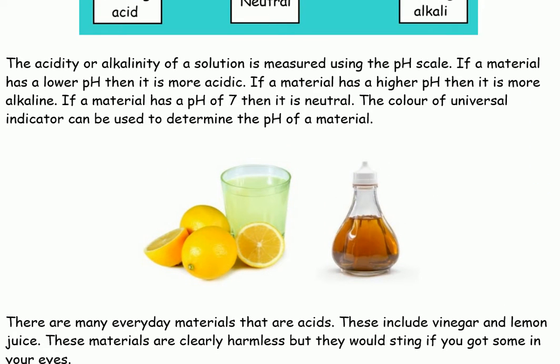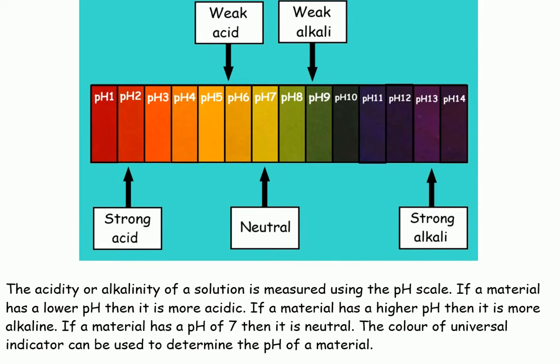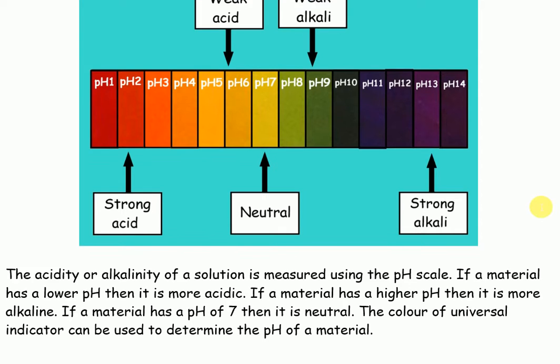The acidity or alkalinity of a solution is measured using the pH scale. If a material has a lower pH, then it is more acidic. If a material has a higher pH, then it is more alkaline. If a material has a pH of 7, then it is neutral. The colour of universal indicator can be used to determine the pH of a material.